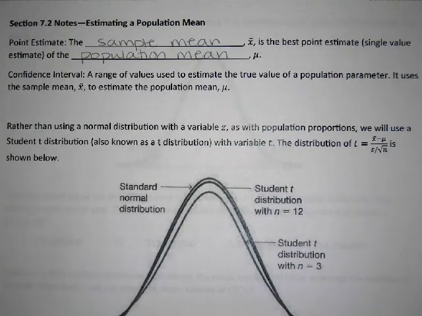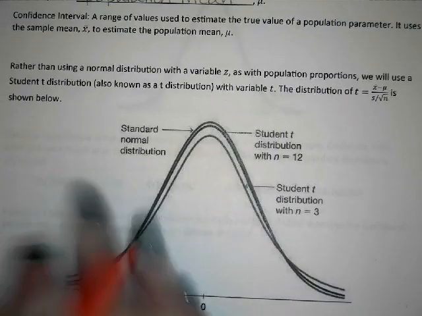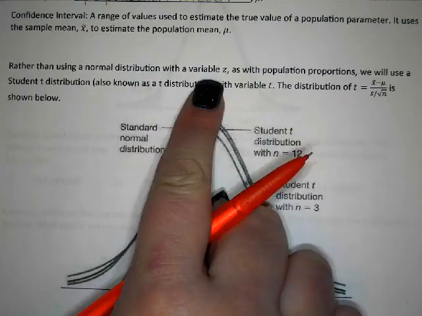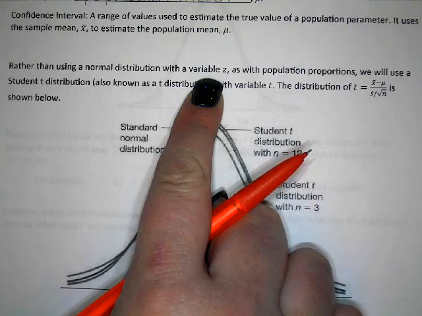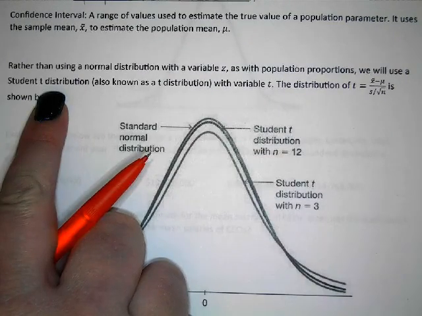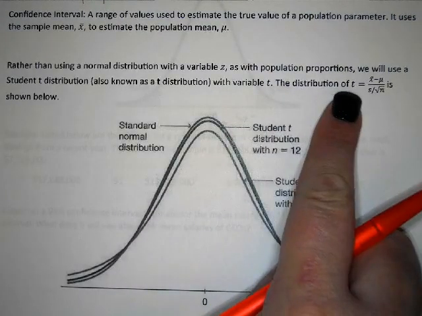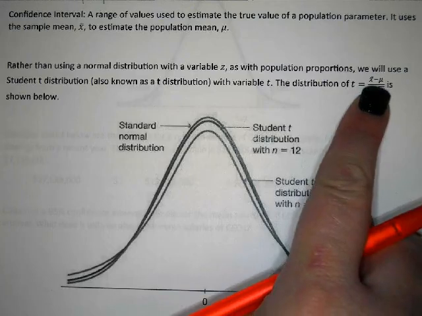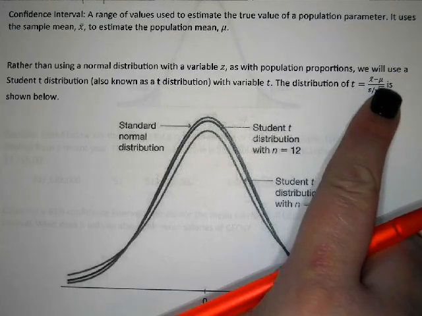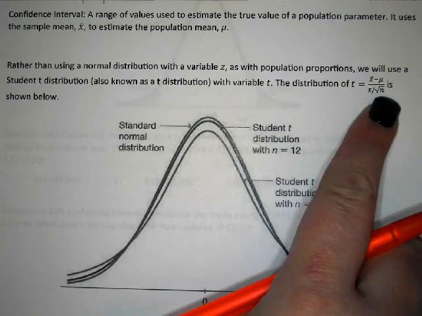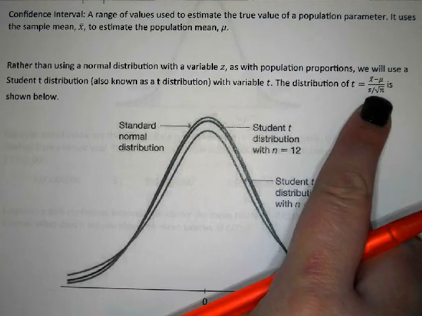So when we were looking at population proportions in the last section, we were using the standard normal distribution. We were using the variable z, and this time we're going to use what is called a student t distribution with variable t. So the distribution is based on t, where t is defined as x bar minus mu over the standard deviation divided by the square root of n, where n is the sample size.